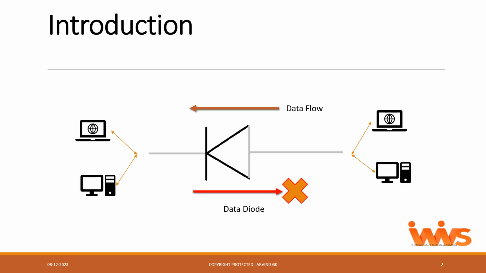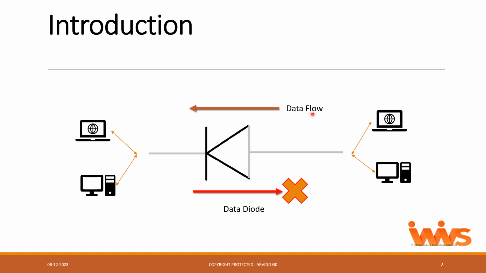As for the introduction, a diode is something that we have seen in electronics, which basically converts alternating current into direct current. The reverse flow of the current cannot happen in a diode. So we take this concept, that reverse current cannot flow through a diode, and use the term diode for a data diode, for unidirectional data flow.